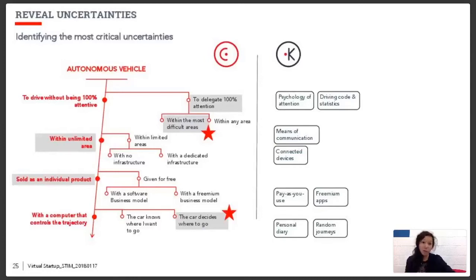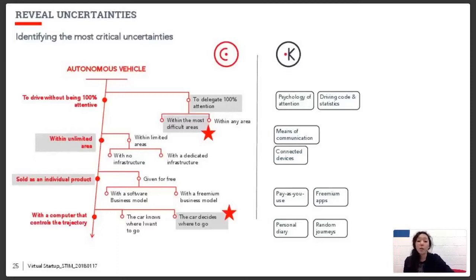So for instance, if we're dealing with our autonomous vehicle here, let's imagine our first assumption was that the autonomous vehicle will allow drivers not to be 100% attentive. And what if the driver accepts to delegate 100% attention? So for us, it appears to be something that we will need to verify. And at the same time, for instance, we will need to verify that the car will be able to go wherever it wants. So basically the car can decide where to go. In my case, I identified these two elements as the most critical uncertainties, and I will keep the other elements as classical.